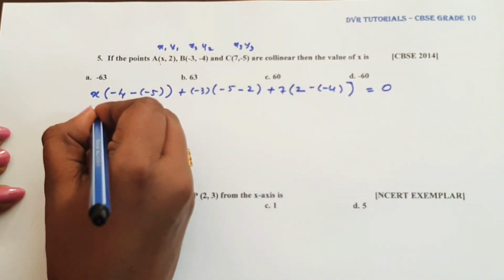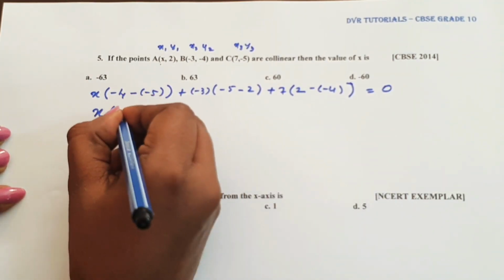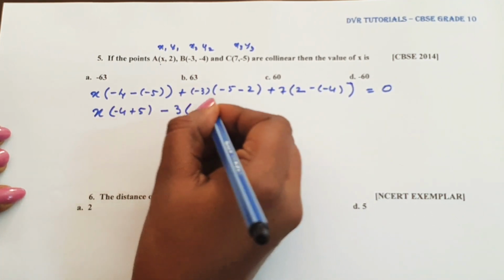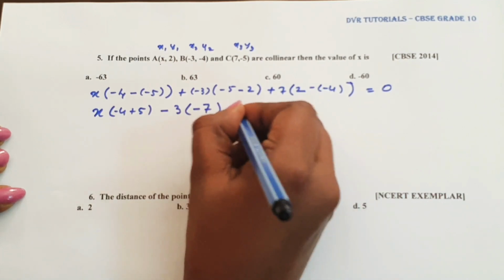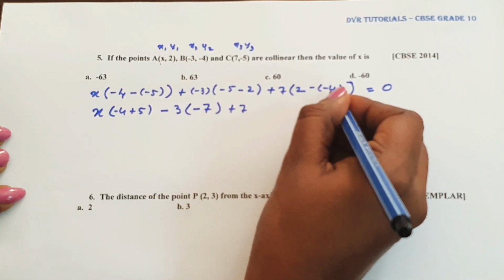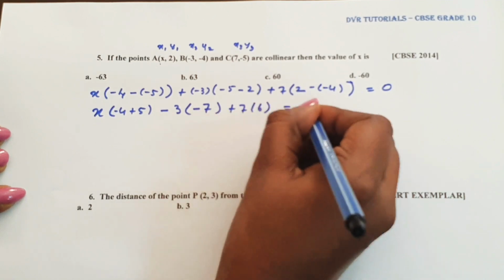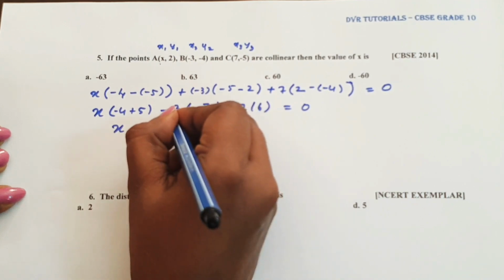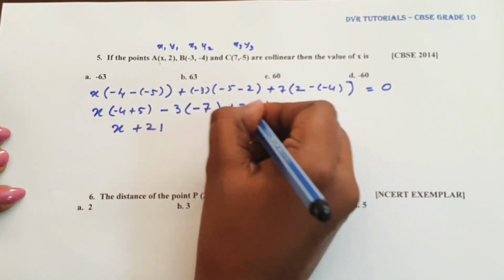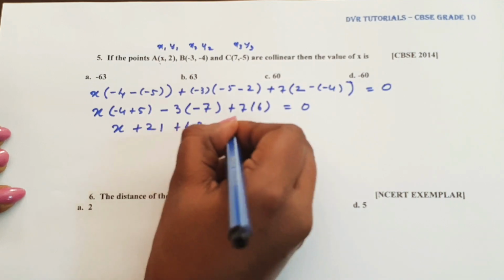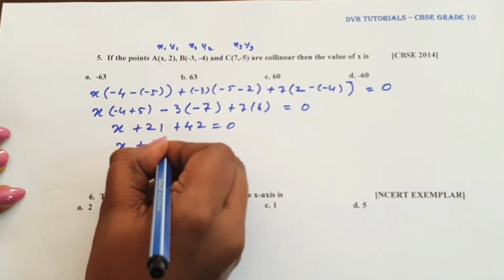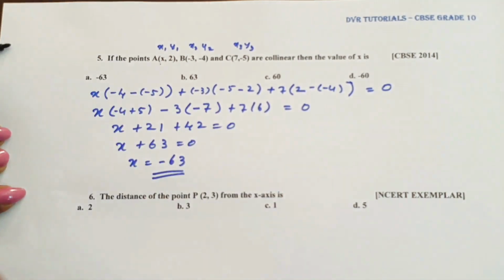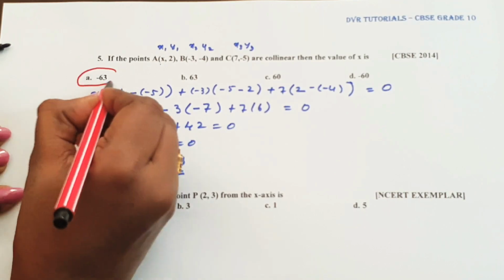So let's open the brackets now. x into minus 4, minus into minus is plus 5. Plus x2, which is minus 3, into minus 5 minus 2 is minus 7. Plus 7 into 2 minus 4 is 2 plus 4, which is 6, and it is equal to 0. So 5 minus 4 is 1. 1 times x is x. Minus 7 into minus 3 is positive 21. Plus 7 times 6 is 42, which is equal to 0. So x plus 63 is equal to 0. x is equal to minus 63. So which is our option? Minus 63, option A.